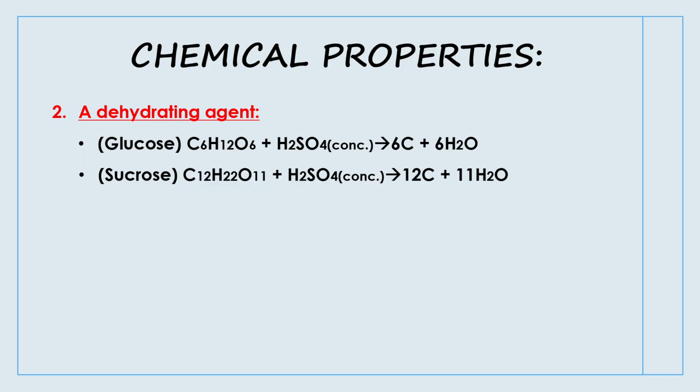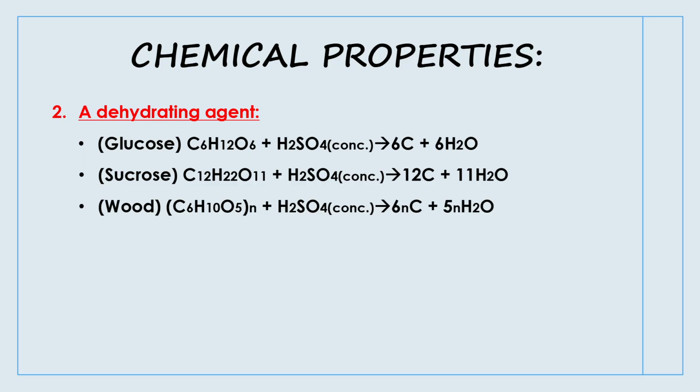For sucrose you have 12 carbon and 22 hydrogen. So half of 22 is 11. So you get 11 water molecules. For wood, a general formula is given here. You get 6 carbons, half of 10 is 5, so you have 5 water molecules. You can easily memorize these equations by keeping the concept of the oxidizing or dehydrating agents.